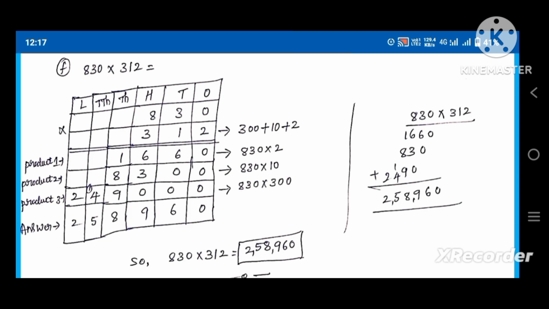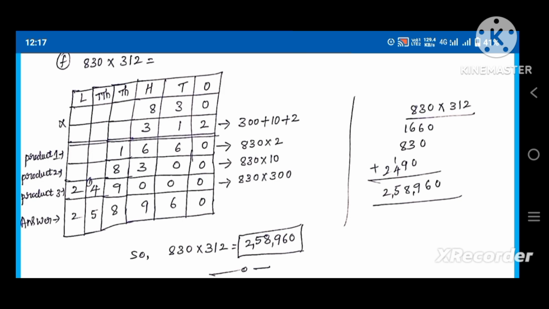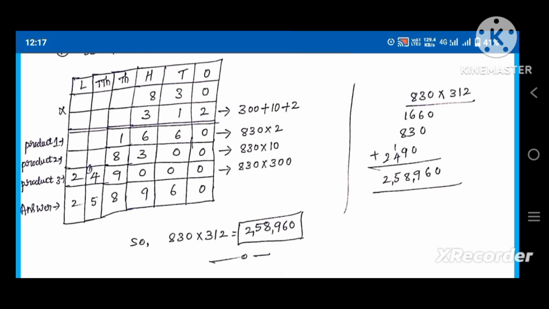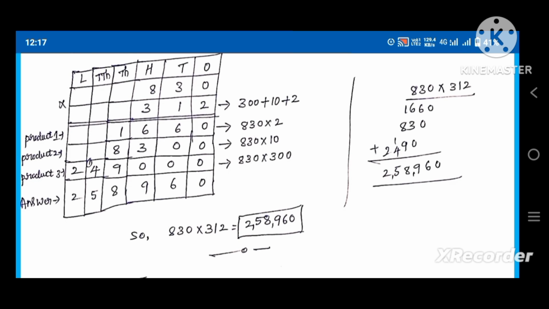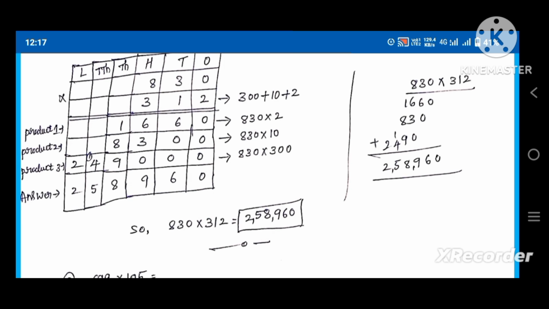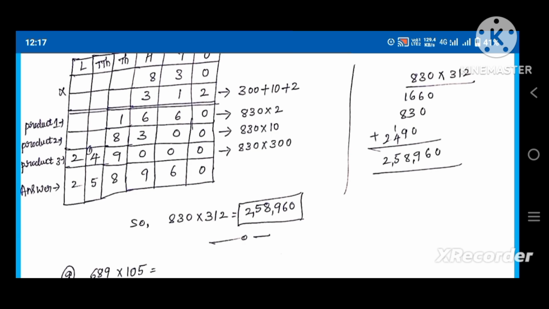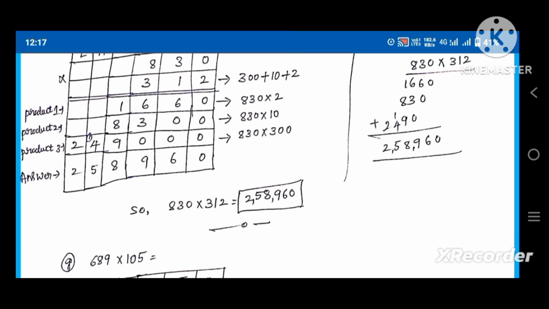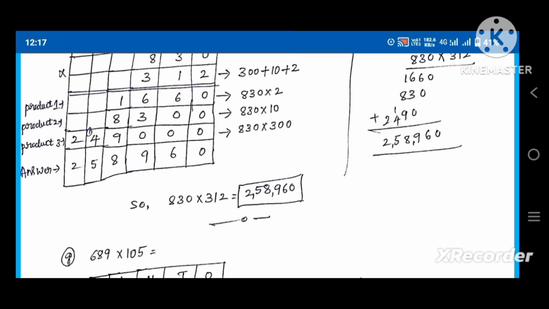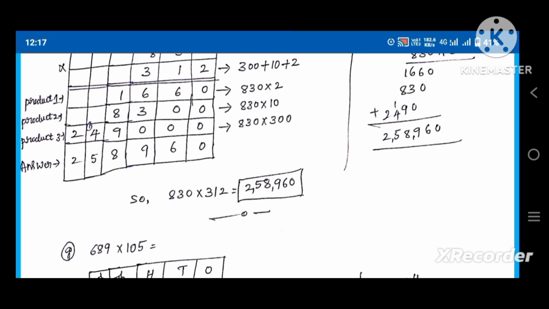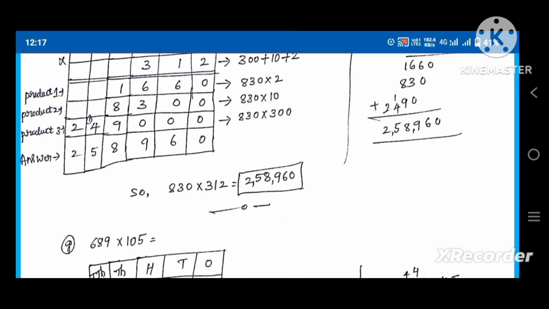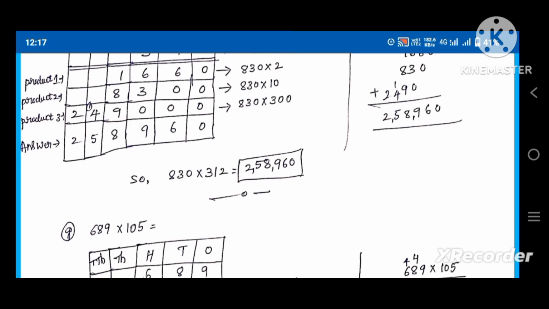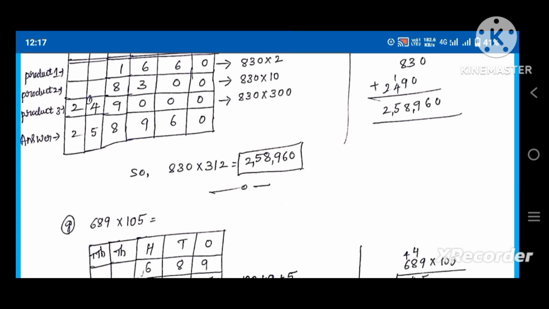Number F is 830 into 312. 830 is multiplied by 312. 312 means 300 plus 10 plus 2. Product 1 is 830 into 2 is 1660. Product 2 is 830 into 10 is 8300. Product 3 is 830 into 300 is 2,49,000. Add the three products and get the answer 2,58,960. Question number G, 689 into 105.